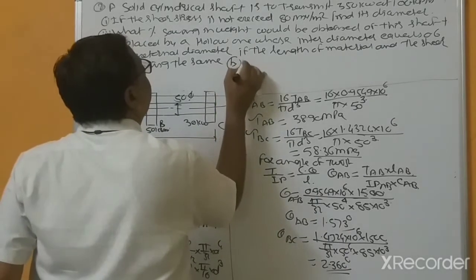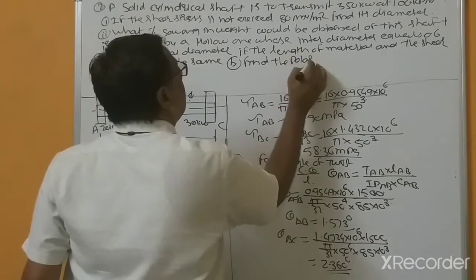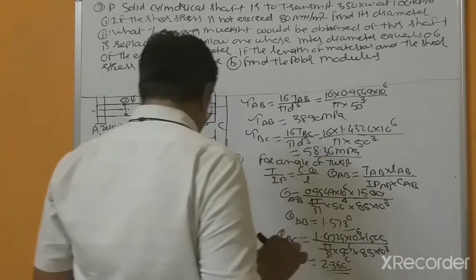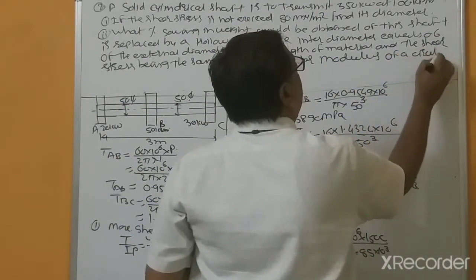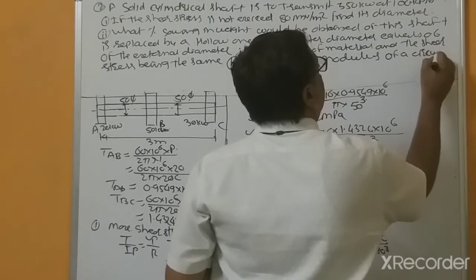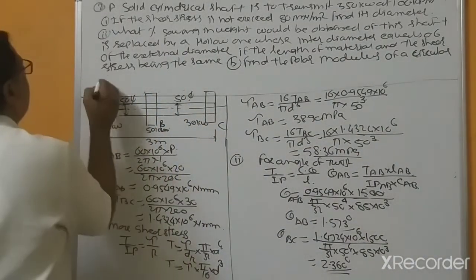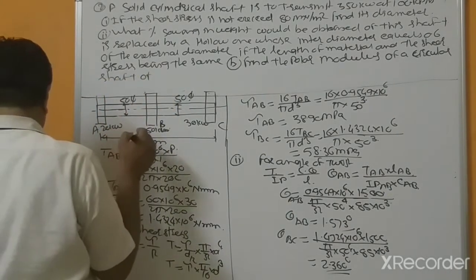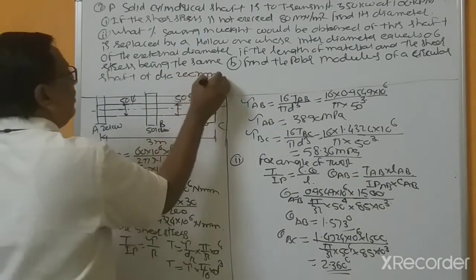Find the polar modulus of a circular shaft of diameter 200 mm.